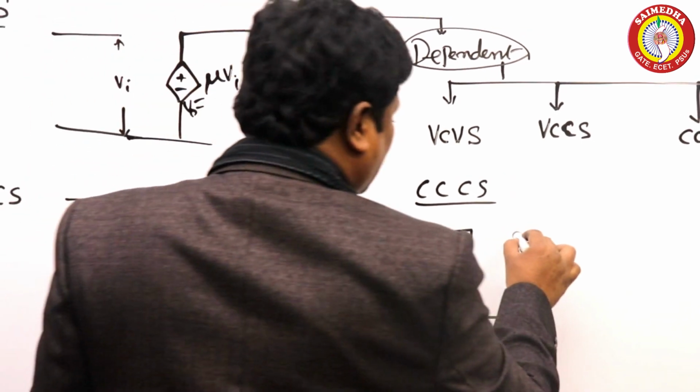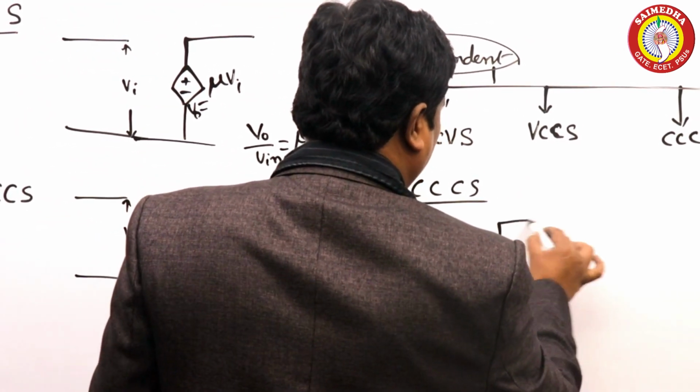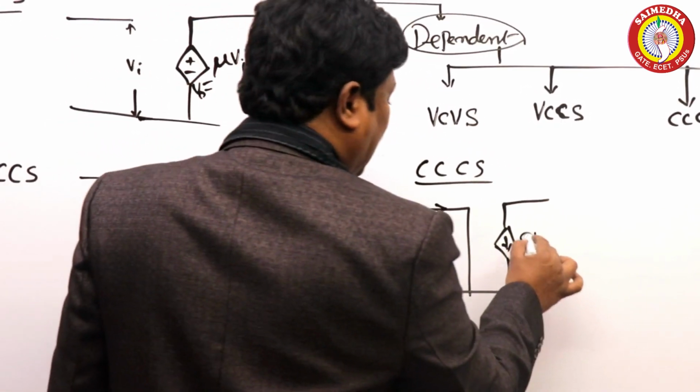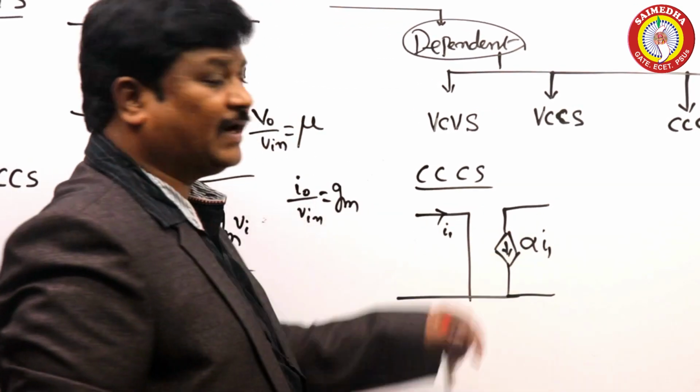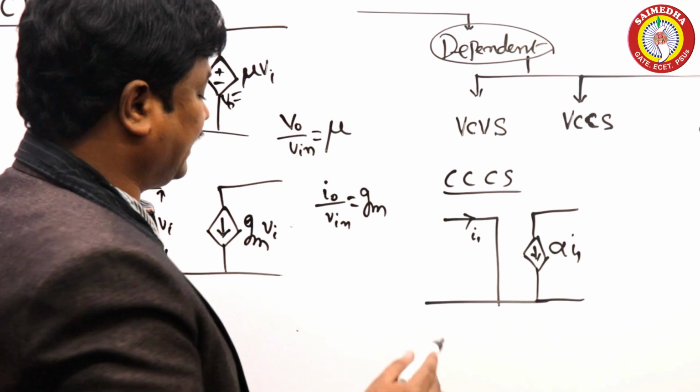Current source is denoted with an arrow like this. But how can you write it? This current I naught depends upon the input, alpha into I1. Alpha is an indication for current gain.